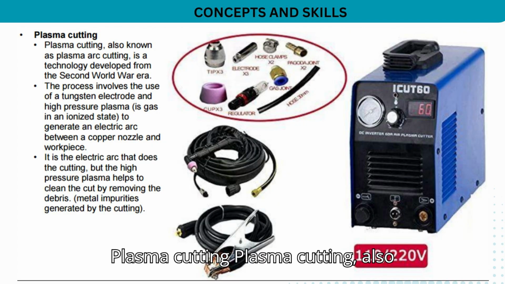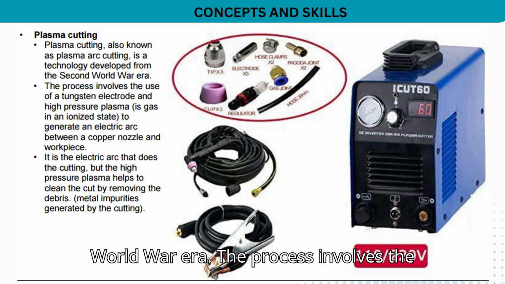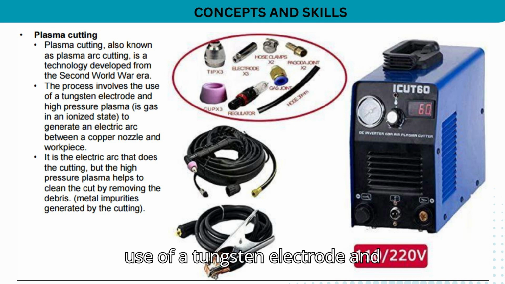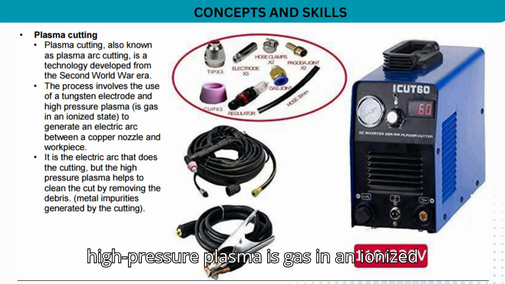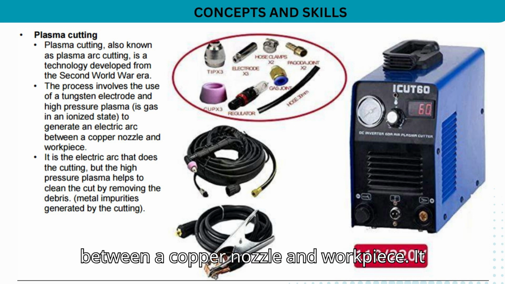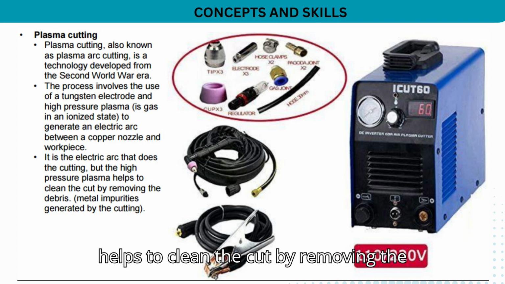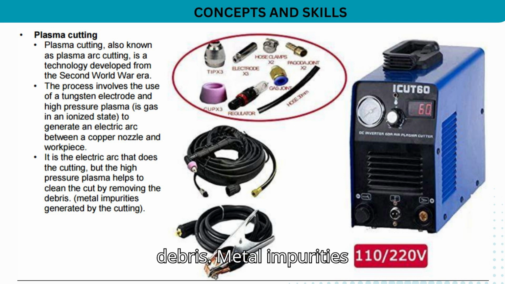Plasma cutting. Plasma cutting, also known as plasma arc cutting, is a technology developed from the Second World War era. The process involves the use of a tungsten electrode and high-pressure plasma, a gas in an ionized state, to generate an electric arc between a copper nozzle and workpiece. It is the electric arc that does the cutting, but the high-pressure plasma helps to clean the cut by removing the debris and metal impurities generated by the cutting.